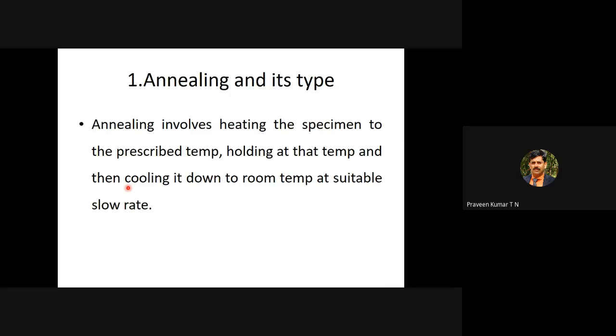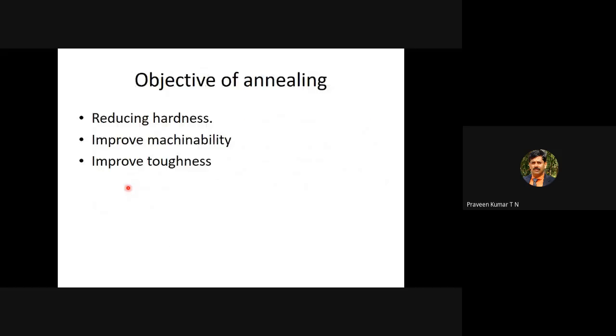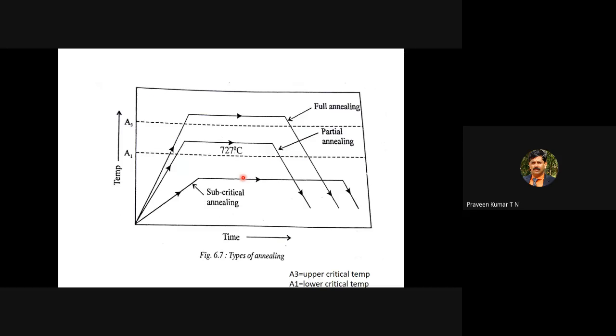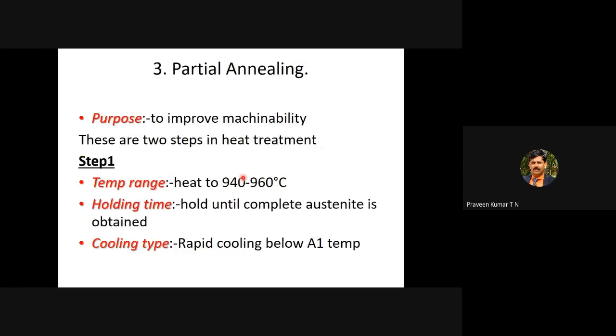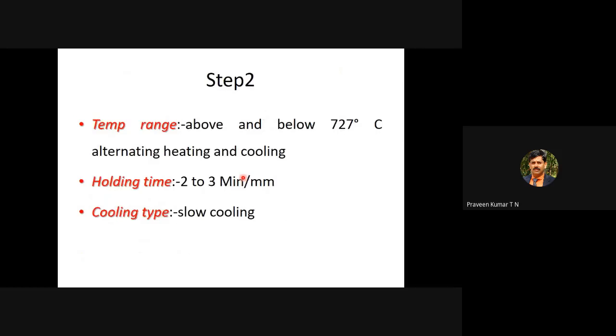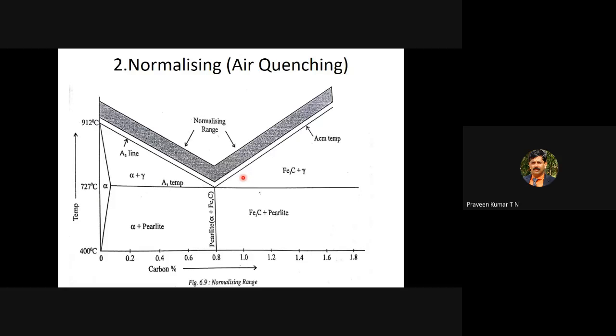But these are some more diagrams. Annealing, you have already studied some concepts: very, very slow cooling. Normalizing, you can see here, is a little bit faster cooling. There are different types of annealing. In normalizing, you are heating the material above the A1 line. Again, this is a part of the iron carbon diagram. Why I am showing it is that the iron carbon diagram is very, very important.